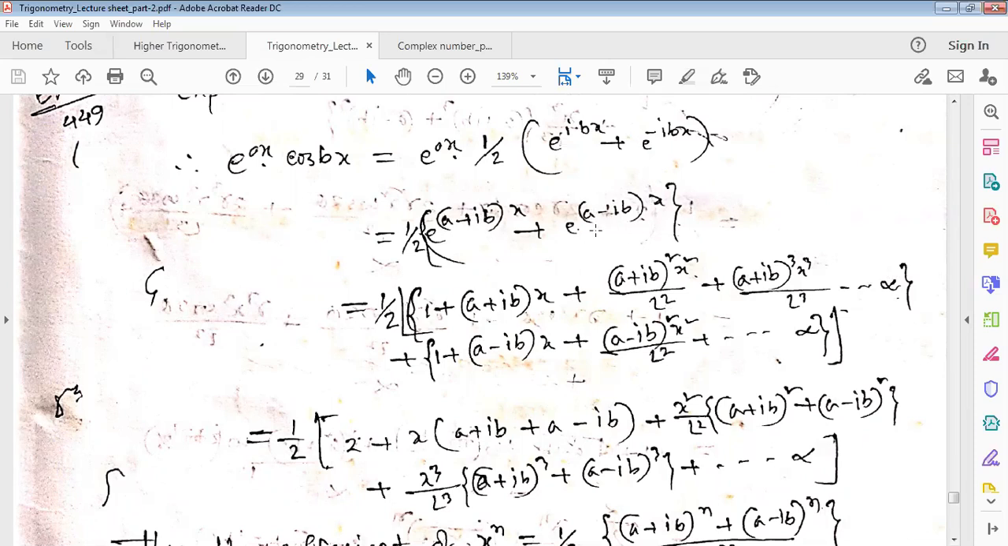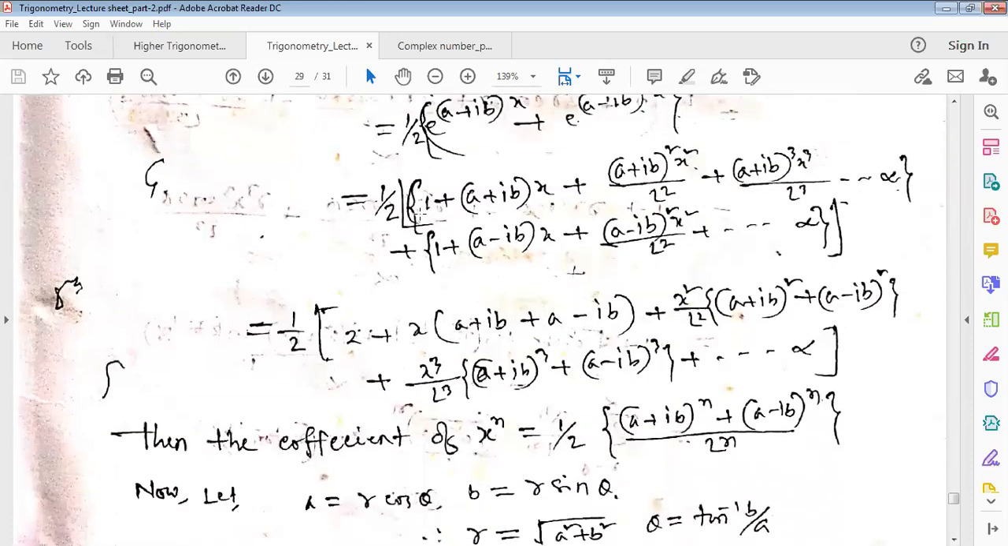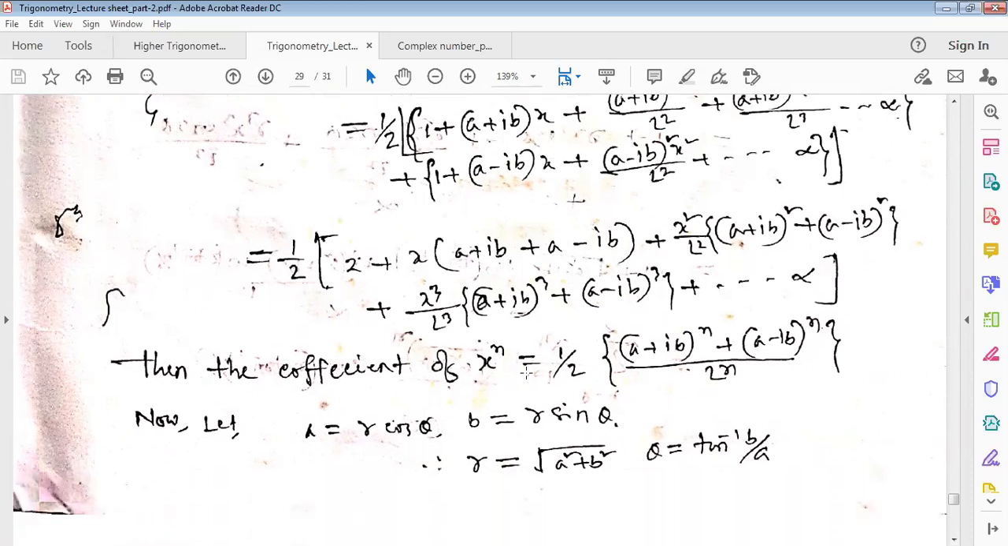And similarly, a similar series for e to the power minus ibx, just 1 plus x square by factorial 2 plus x cube by factorial 3, similar. Now taking half, first term, second term plus second term, we get this. Third term plus third term, just writing similar terms in bracket. Then the coefficient of x to the power n will be what? Coefficient of x to the power n will be half coefficient of x to the power n. Here power 1, here power 2. That means coefficient of x to the power n will be just power n.